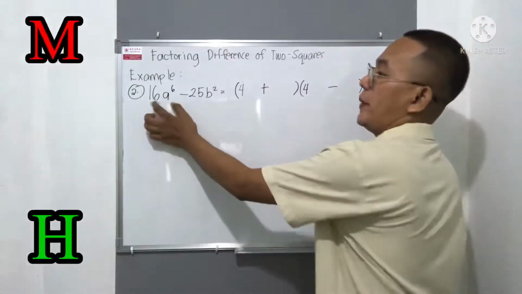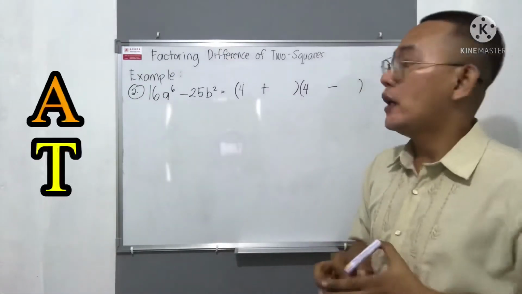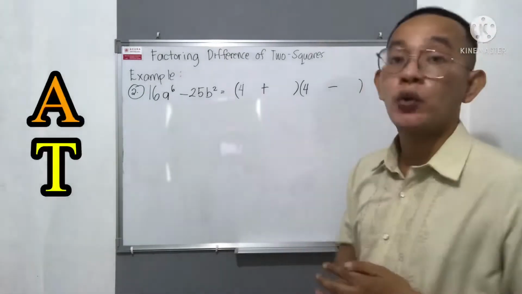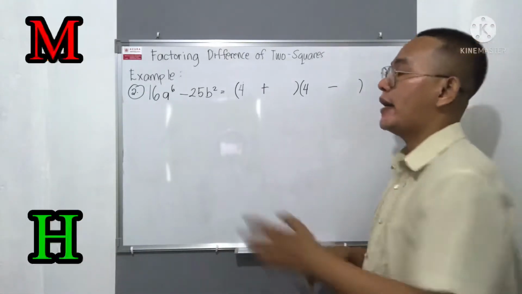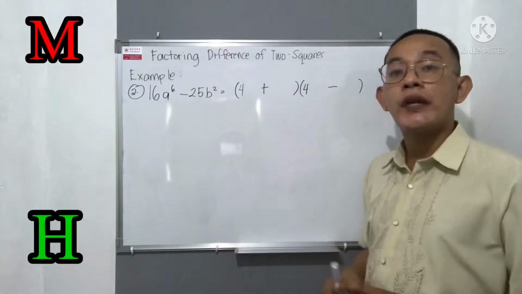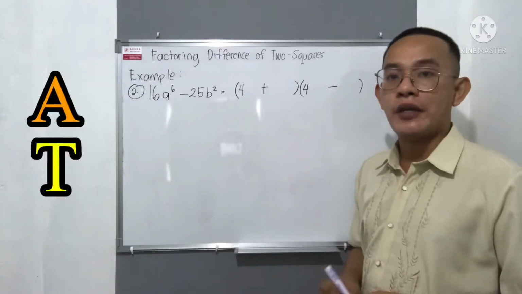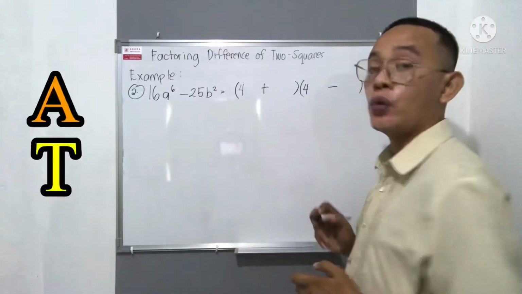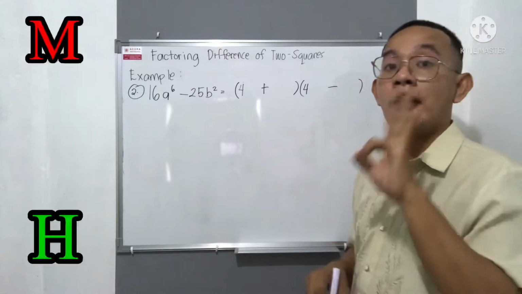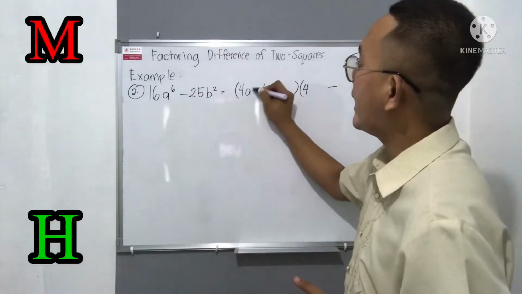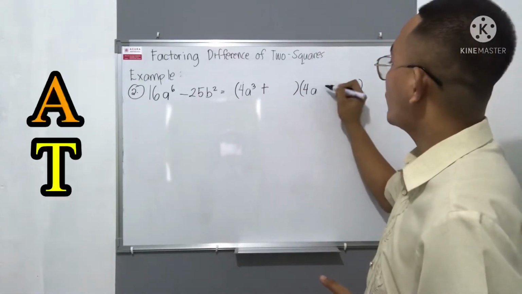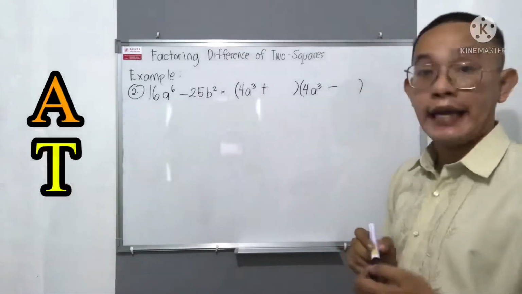Now, what is the square root of a to the 6th power? In getting the root of the variables with exponent, ang gagawin natin, i-divide natin yung exponent niya sa 2 para makuha natin yung roots. Ano ba yung 6 divide 2? So, 6 divide 2 is equals to 3. So, bali magiging a cubed. And then, for the other factor is also a cubed.